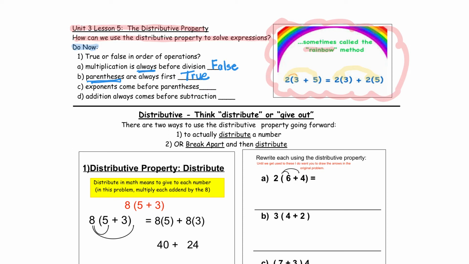Awesome. Letter C, exponents. Exponents come before parentheses. Well, think about it. If we write out the word over here, PEMDAS, and by the way, that's a great strategy, we can see that exponents come after, so this would be false. If you said false, you were correct. And the last one, addition always comes before subtraction. Be careful of words like never or always, because those are a little tricky. True or false? That would be false. If you said false, you did a great job. Nice little review.